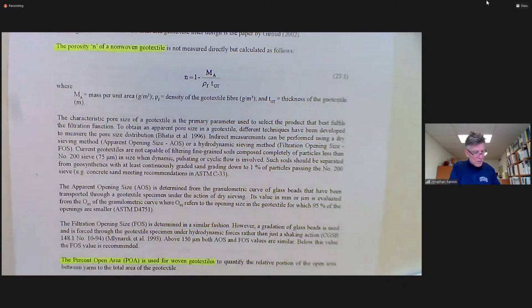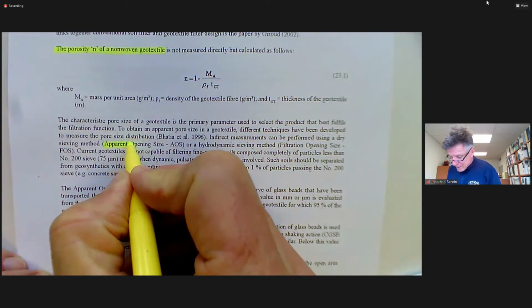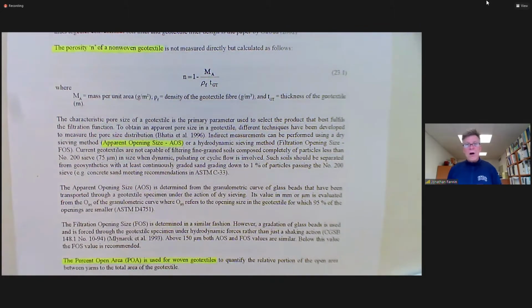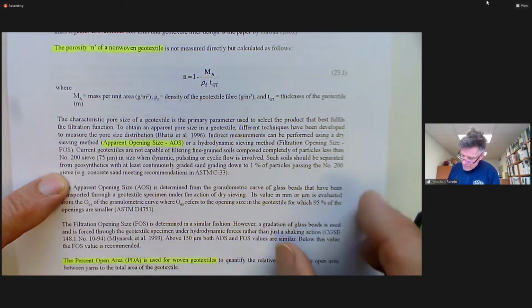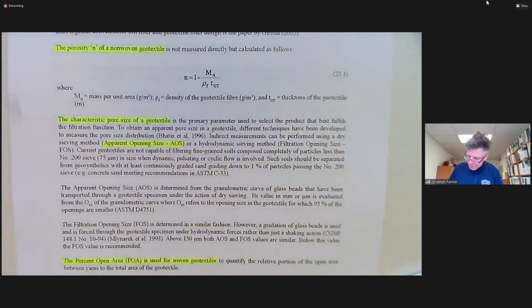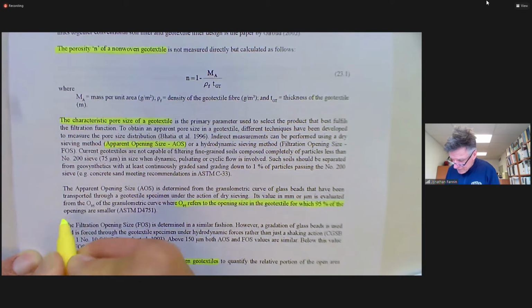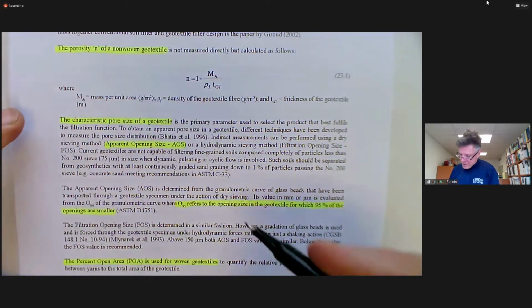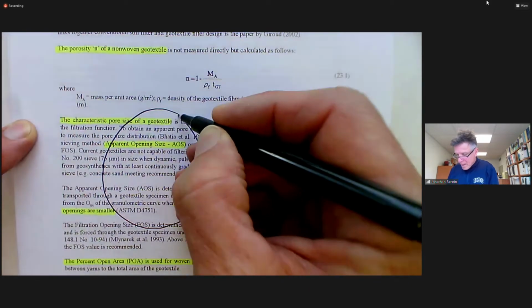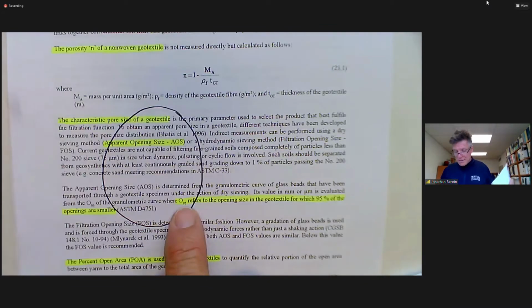Then we have an interest in the opening size, and we looked at how opening size is measured with dry sieving, and we get, let's stick with apparent opening size, or AOS. That would be our equivalent to the O95, where 95% of the openings are the same size or smaller. We take this as the characteristic pore size of the geotextile. O95 refers to the opening size for which 95% of the openings are the same size or smaller. So let's bundle all of this together. That's really going to be the one that ties us into our base soil retention. This O95 is this O95 here.